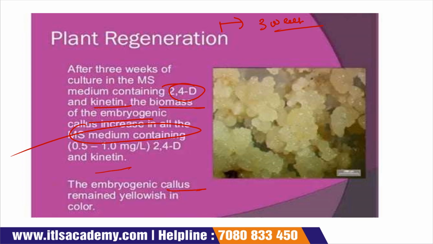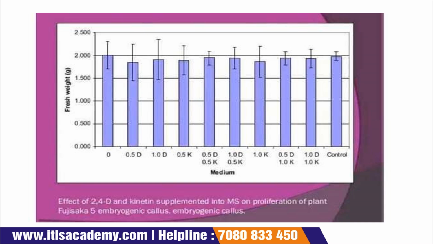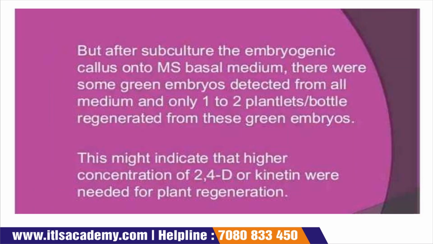Then the embryogenic callus remains yellowish in color. Here is the data on fresh weight and the effect of the media with 2,4-D and kinetin supplement in MS for proliferation of rice cultivar Fujisaka 5 embryogenic callus. Now, after subculture of the embryogenic callus onto MS basal medium, some green embryos were detected from all the media, and only 1 to 2 plantlets per bottle were regenerated from these green embryos.